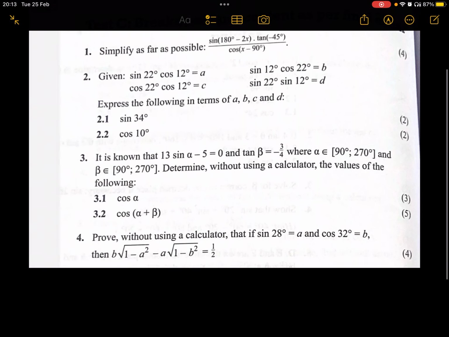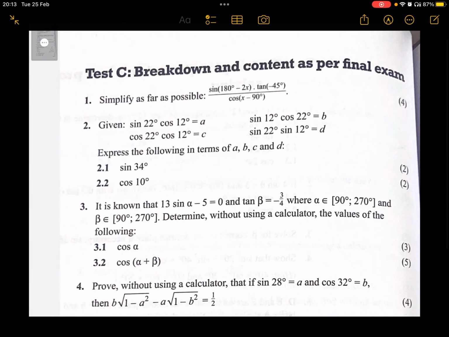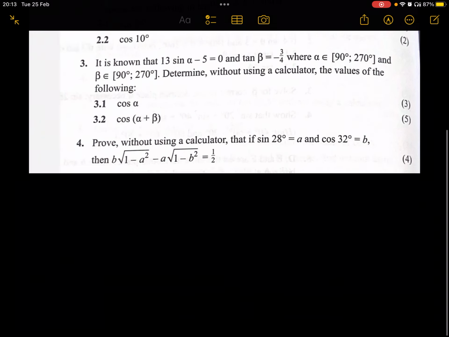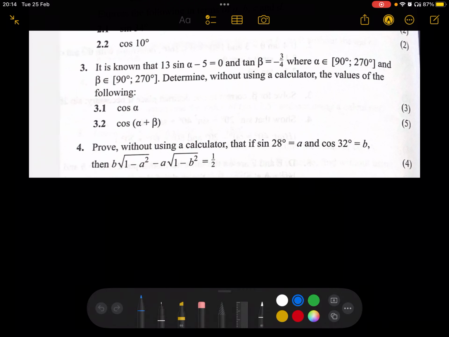So, number one, simplify as far as possible. We're given sine of 180 minus 2x, multiplied by tan of negative 45, all over cos of x minus 90 degrees. Right, number one.